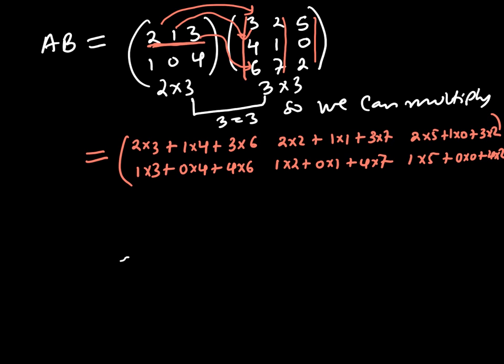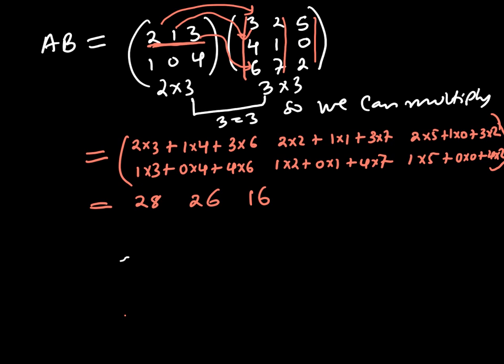So we close this off, and this gives us 2 times 3. Let's just add directly. 2 times 3 is 6. 6 plus 4 is 10. 10 plus 18 is 28. Next, 2 plus 2 is 4, 4 plus 1 is 5. 5 plus 21 is 26. Okay. 2 times 5 is 10. 10 plus 6 is 16.